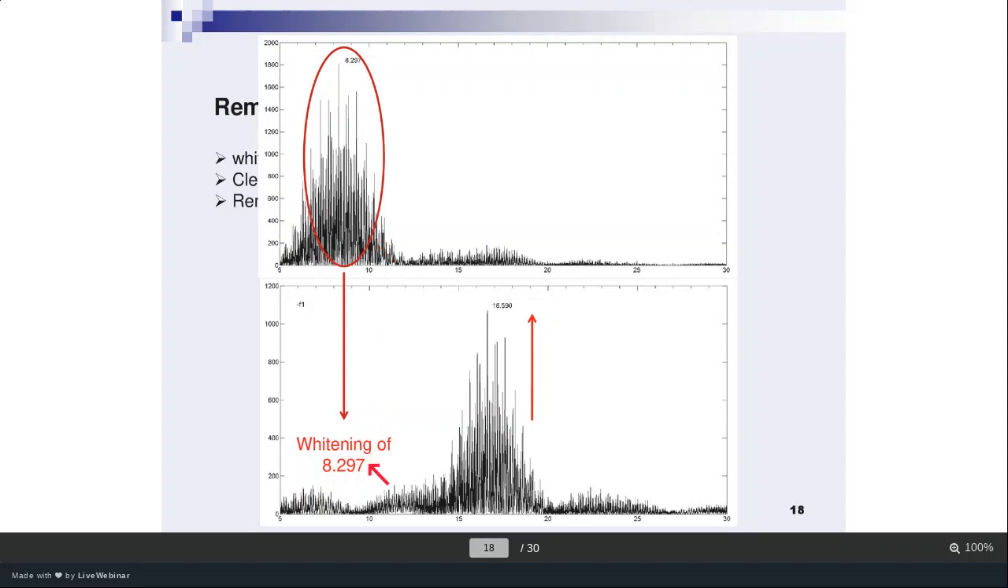So I just did the whitening of this 8.296 frequency, and only then can you clearly see the others come up in the periodogram. So the whitening process is very important. Okay?